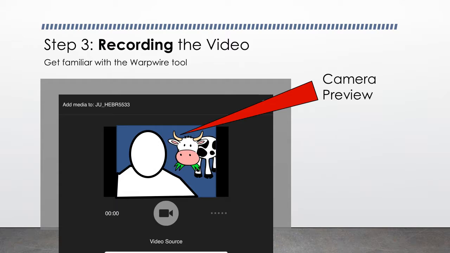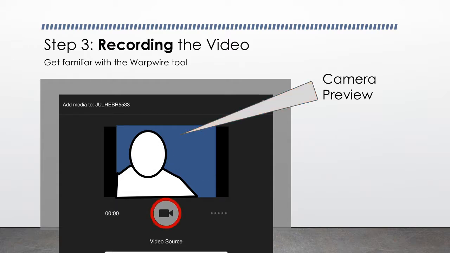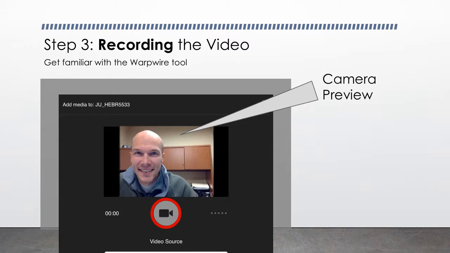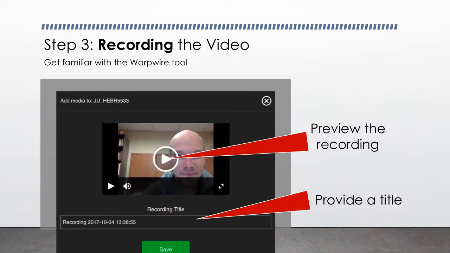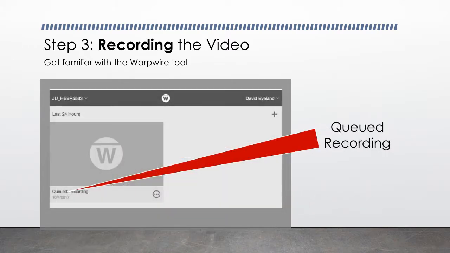Now try doing a practice recording. Select the Record button, the camera icon, speaking a familiar phrase and making sure your face appears in the recording appropriately. To stop the recording, select the square Stop button. Once stopped, you can preview your recording, give it a title, and save it. The recording now appears in the course's media library.